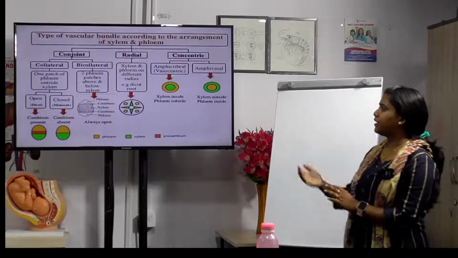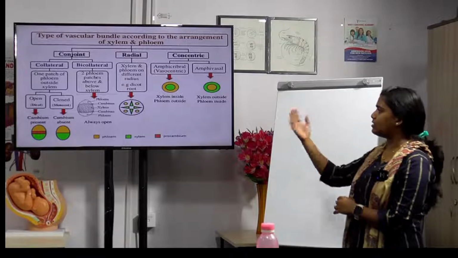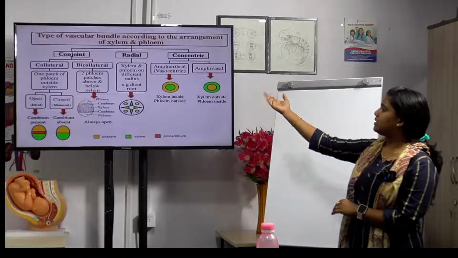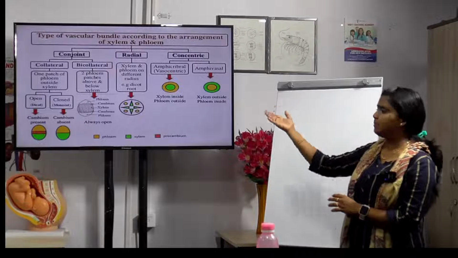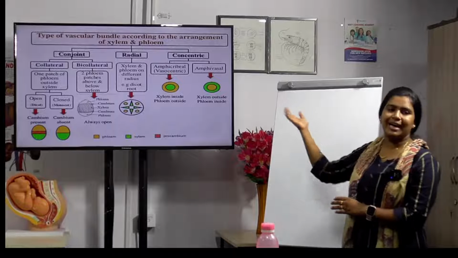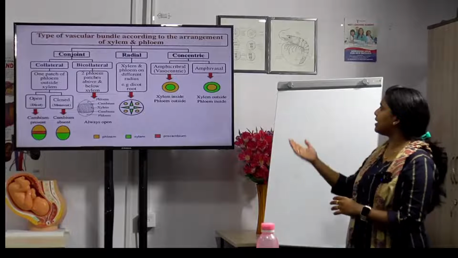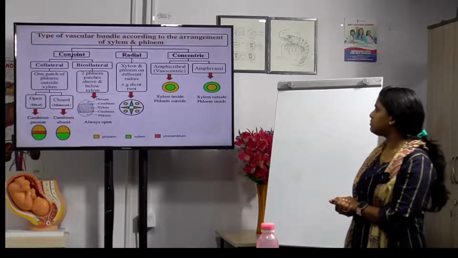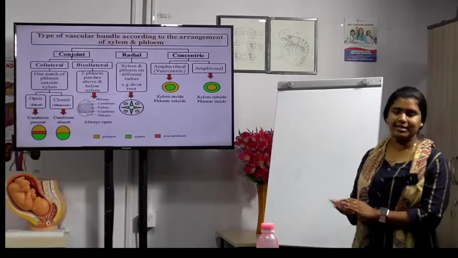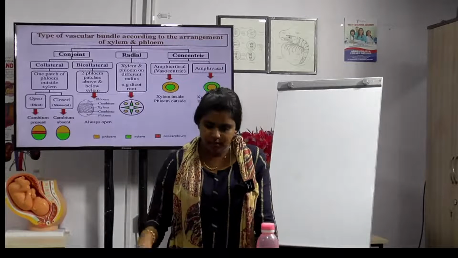And conjoint is divided into two, collateral and bicollateral. Collateral means one patch of phloem is outside the xylem. It is of two types, open in dicot and closed in monocot. Bicollateral means two phloem patches, above and below the xylem. Whereas in radial, xylem and phloem are on different radii. Concentric has two types, amphicribal and amphivasal. That is, one will be inside, the other outside, and vice versa.